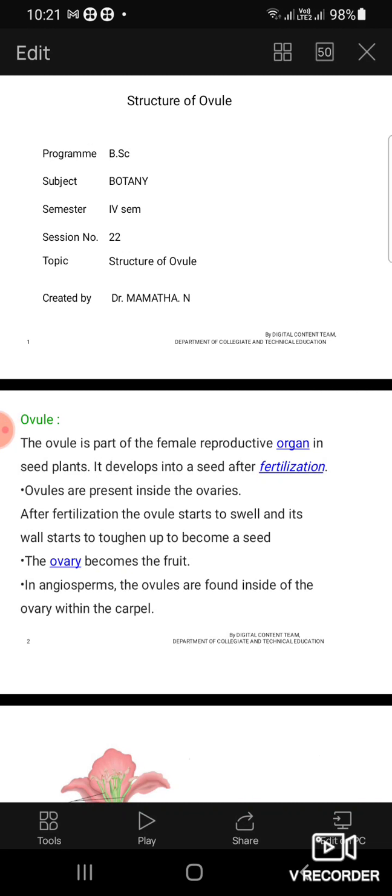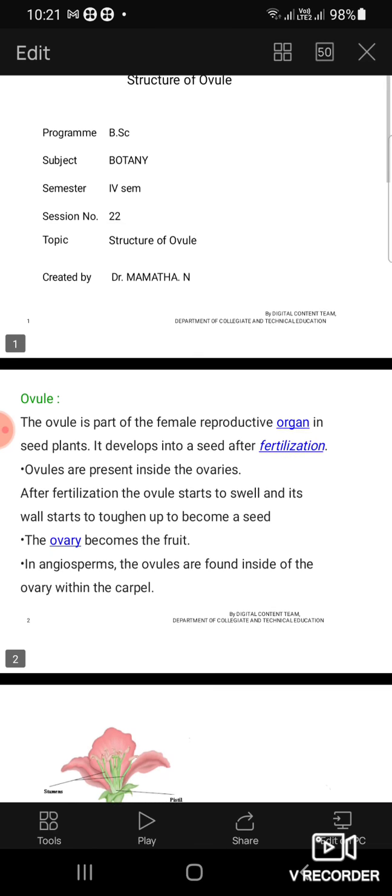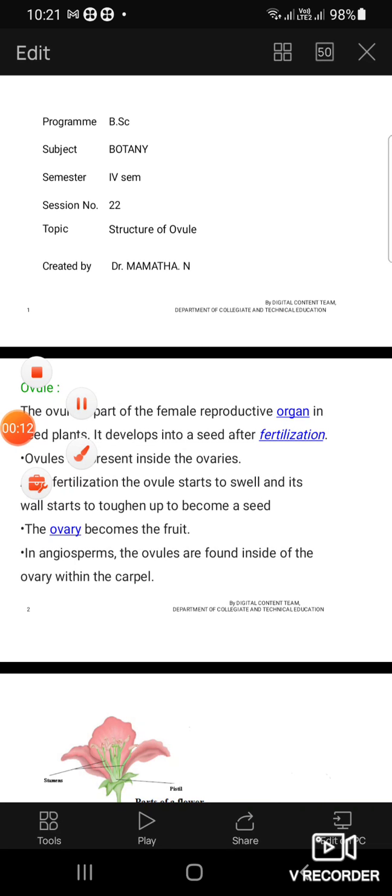Ovule. Structure of ovule. So ovule is a part of a pistil. A pistil or a gynoecium is the innermost whorl, or the fourth whorl, essential whorl of a flower. A pistil will have three parts, namely ovary, style and the stigma.